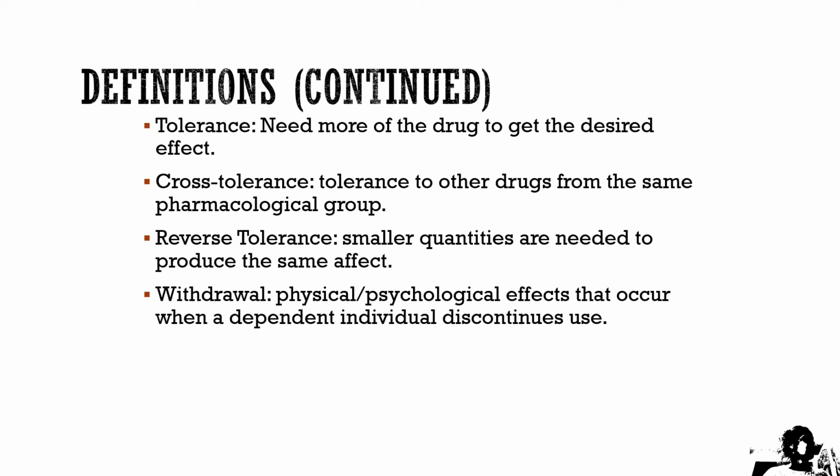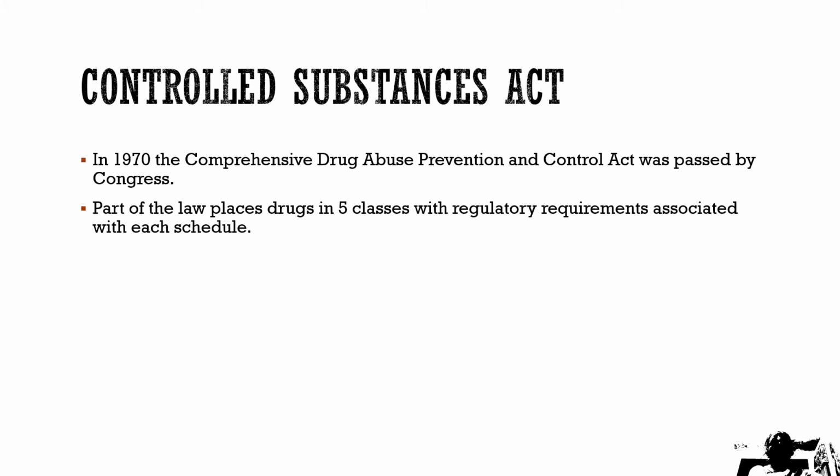So let's talk a little bit about how drugs are controlled by the government. There's the Controlled Substances Act. In 1970, the Comprehensive Drug Abuse Prevention and Control Act, know that title, understand what it is, was passed by Congress. And basically what this did was place drugs in 5 classes, with the regulatory requirements that are associated with each of these classes or schedules.